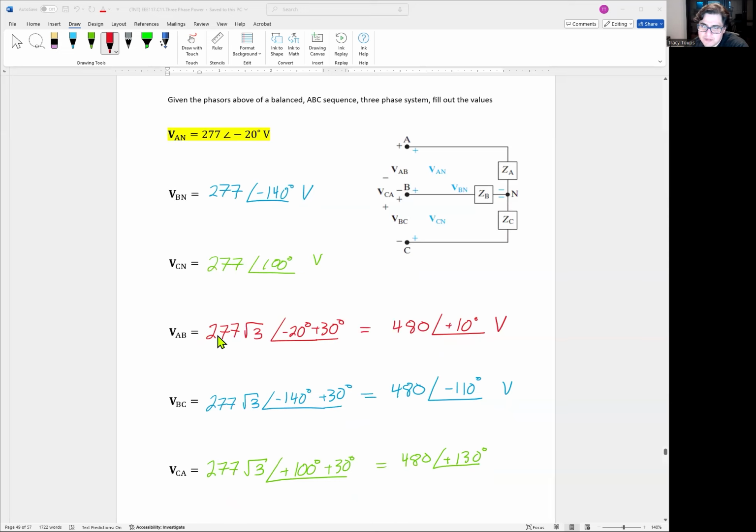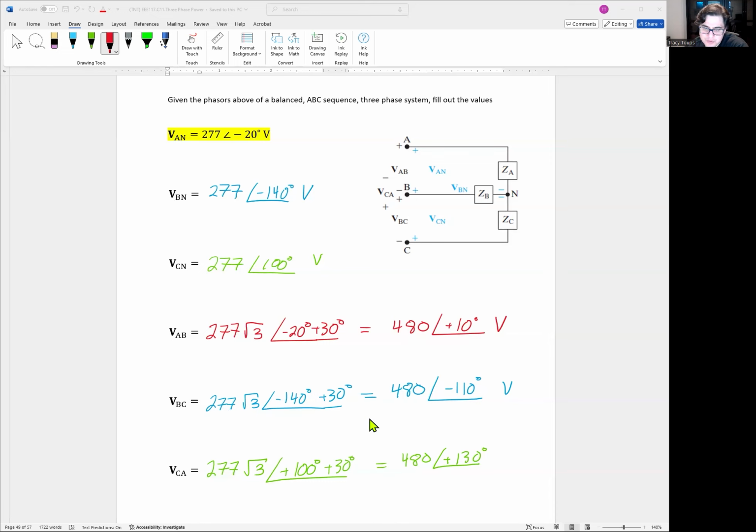VAB will just be the VAN, 277 times square root of 3, because the line is always larger. We're also going to take the initial negative 20 degrees and add 30 degrees to it. So we're going to net 480 angle positive 10 degrees. VBC will be the exact same, except, I mean, you could do this math, but at the end of the day, VBC is going to be the same as VAB, except we're going to be angle negative 110 degrees. We took positive 10, subtract 120, we get negative 110. VCA is going to be 480, angle positive 130, because we got 10 plus 120 to positive 130.